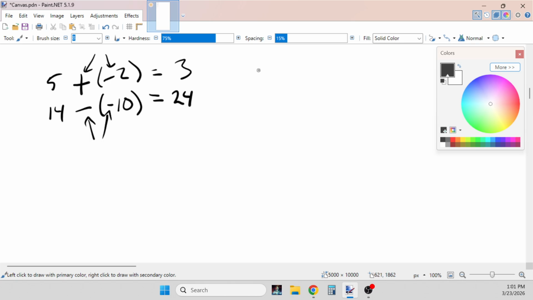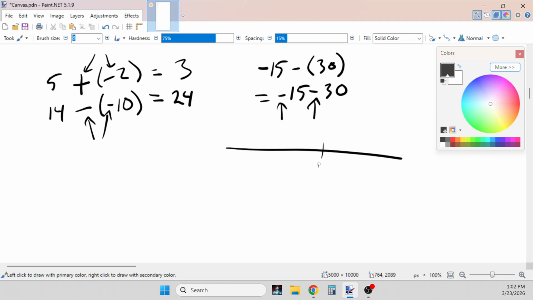Let's say what happens if we have a negative. If I have like negative 15 minus positive 30, this simplifies to be negative 15 minus 30. And we have a negative, and we are taking something away from it. So we are at negative 15, and we're going 30 this way. And that will end up at negative 45.